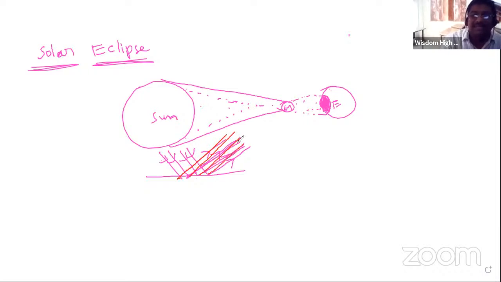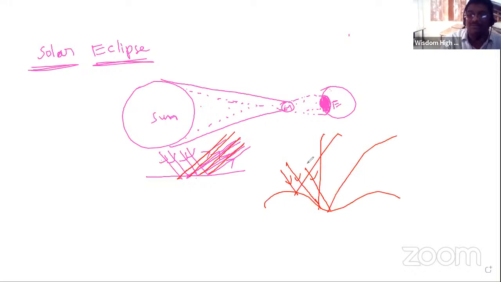Irregular reflection means, children, for example, light rays are incident on a rough surface. They are not reflected parallel to each other. They move in different directions. So this is irregular reflection, and that one is regular reflection.